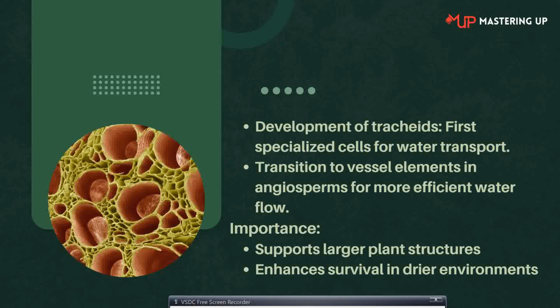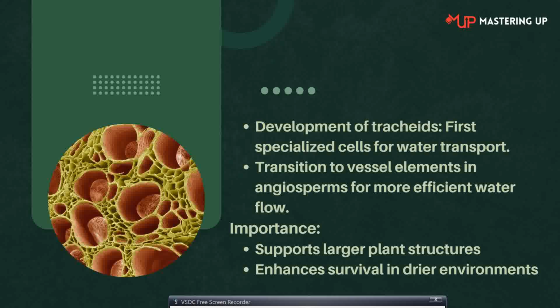From tracheids to vessel elements: first tracheids were formed, then vessel elements, and only then were other supporting structures formed in the xylem. Now the importance is that it supports a large plant structure. This specialized structure, the tracheids, vessel elements and other structures, helps to support a large plant structure. That's why modern-day plants are very large compared to the old-time plants, which were very short.